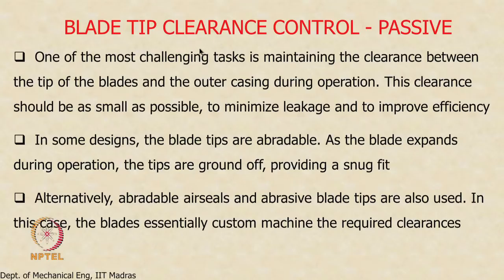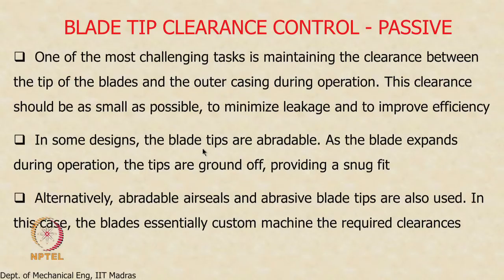So, how do we maintain the blade tip clearance control? Two strategies are possible. One is a passive strategy, okay, and as I said, this is probably one of the most challenging tasks in the manufacture and operation of a compressor, okay. So, the clearance should be as small as possible, as we said, to minimize leakage. If the air leaks around the top of the blade, it is not going to increase its pressure, it is of no use to us, right. So, we need to make sure that the leakage is minimal, so that the efficiency is as high as possible.